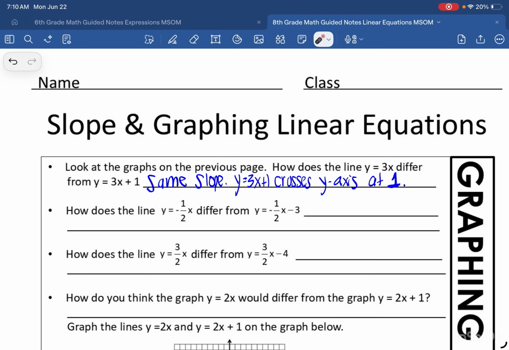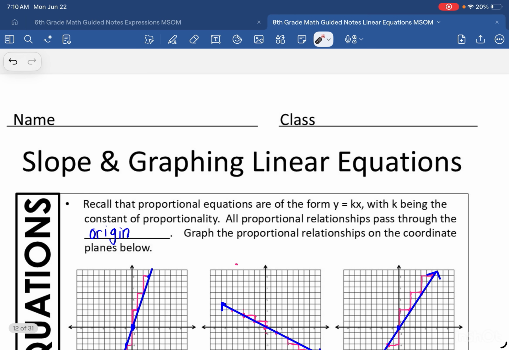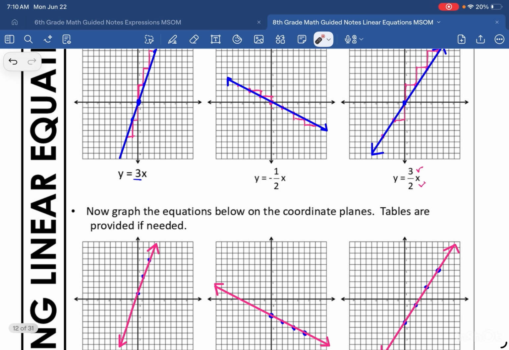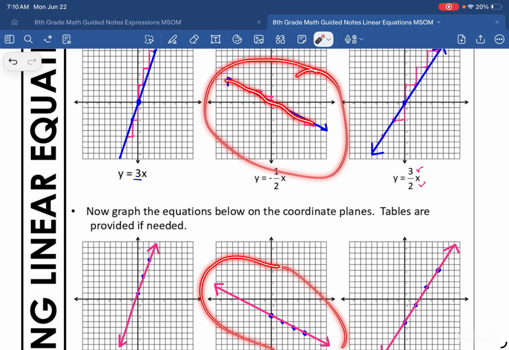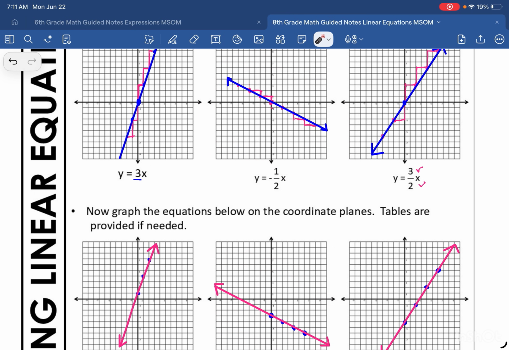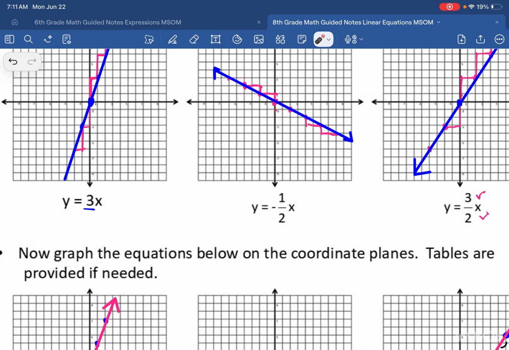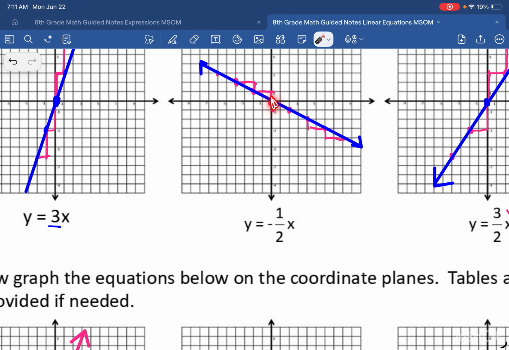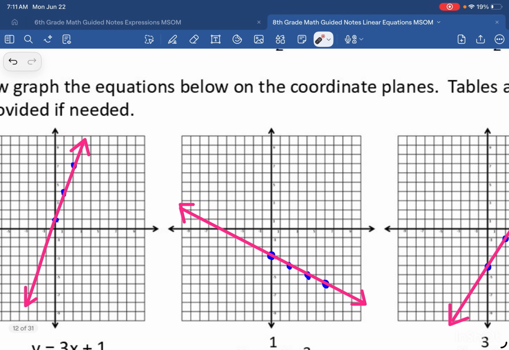How does the line y equals negative 1/2 x differ from the line y equals negative 1/2 x minus 3? So let's go back. So these are my two graphs I'm looking at here in the middle. So notice again, they have the same slope. The only difference is where they cross the y-axis. So this top one crosses at the origin right there. This bottom one crosses at negative 3.